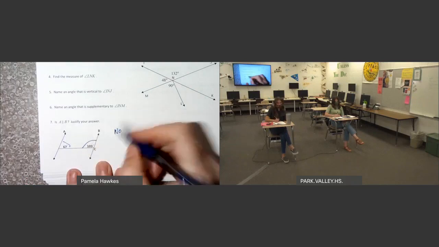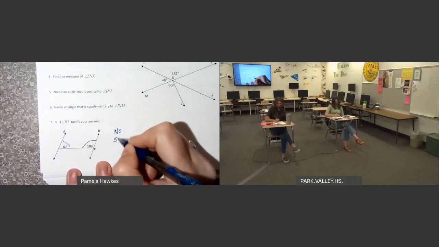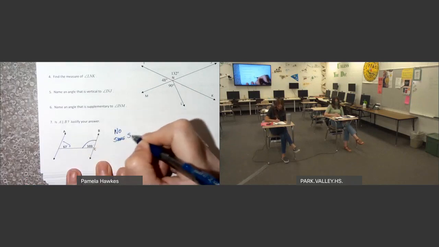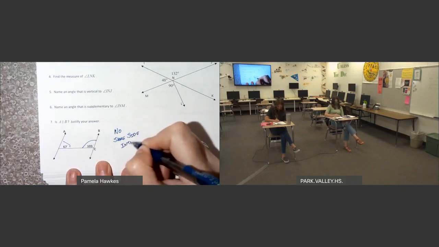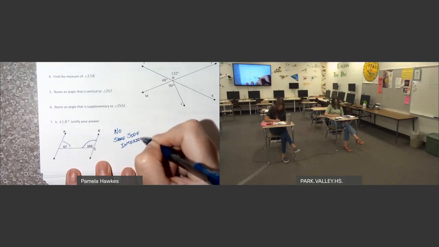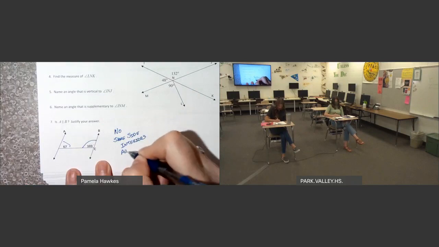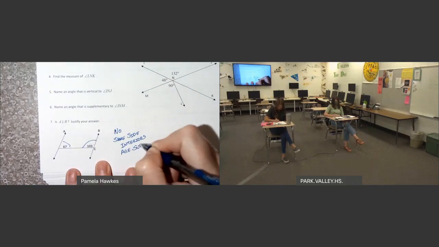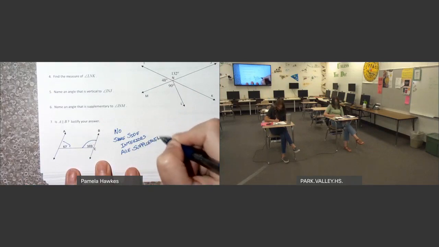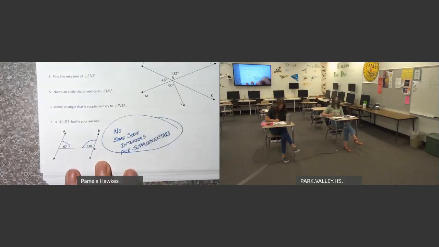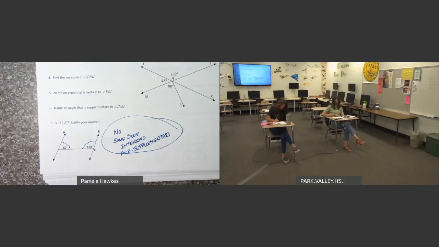And the reason is same side interior angles are supplementary. That's my reason. So make sure if it says justify your answer that you tell me why it is or it isn't. Yes. Consecutive or same side. Yes. Either way you want to write it.